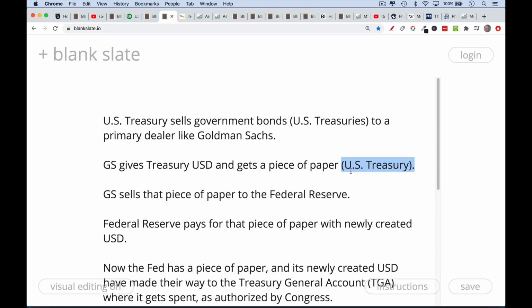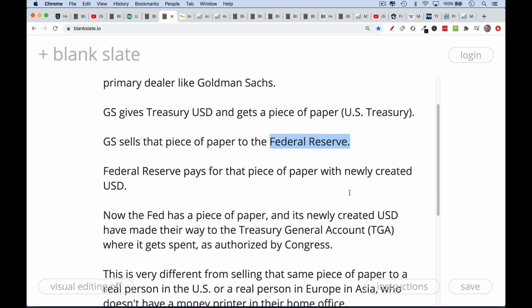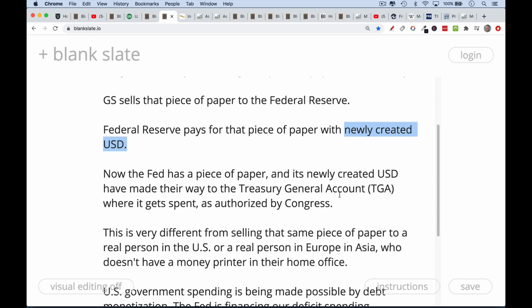Now, what Goldman Sachs does after they buy this piece of paper is then they immediately sell it to the Federal Reserve, which is a central bank in the U.S. And the Federal Reserve pays for that piece of paper with newly created U.S. dollars. And so at the end of this process, the Fed has a piece of paper.